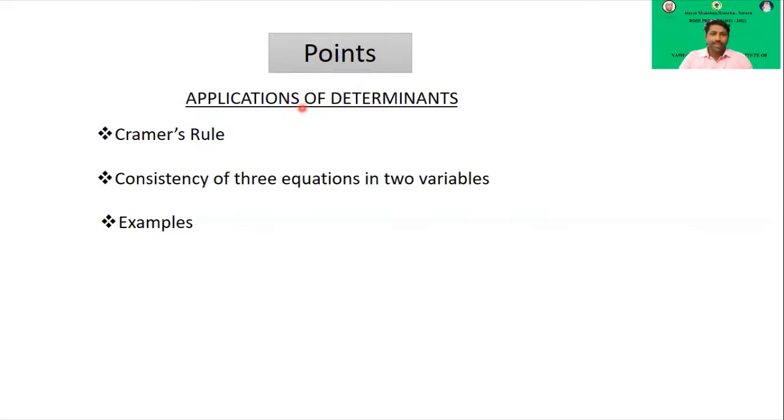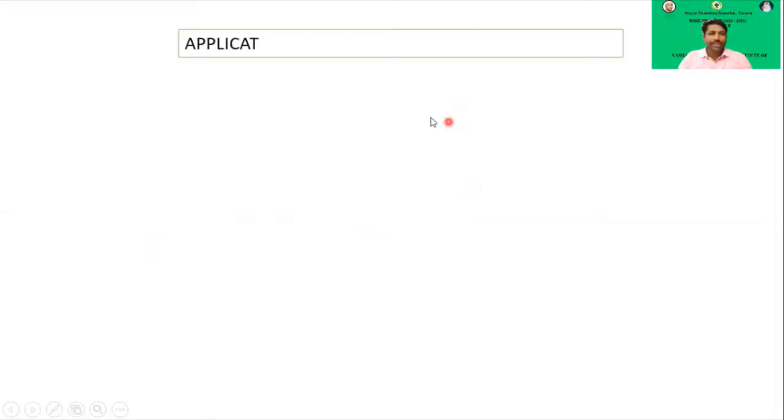Now we solve the simultaneous equations in three variables, three linear equations in three variables. Applications of determinant: there is Cramer's rule, consistency of three equations in two variables, and some examples. So let us start. Application of determinant, that is Cramer's rule.